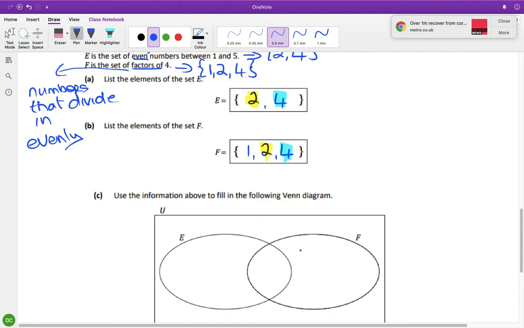It's a really good indicator that you've done something wrong if you're about to repeat a number. If I go back to where I asked you, do they have anything in common? They do. They have a 2 and a 4. So if I remove the 2 and the 4, what's left to put in E? There's nothing. And for F, what's left? It's 1.